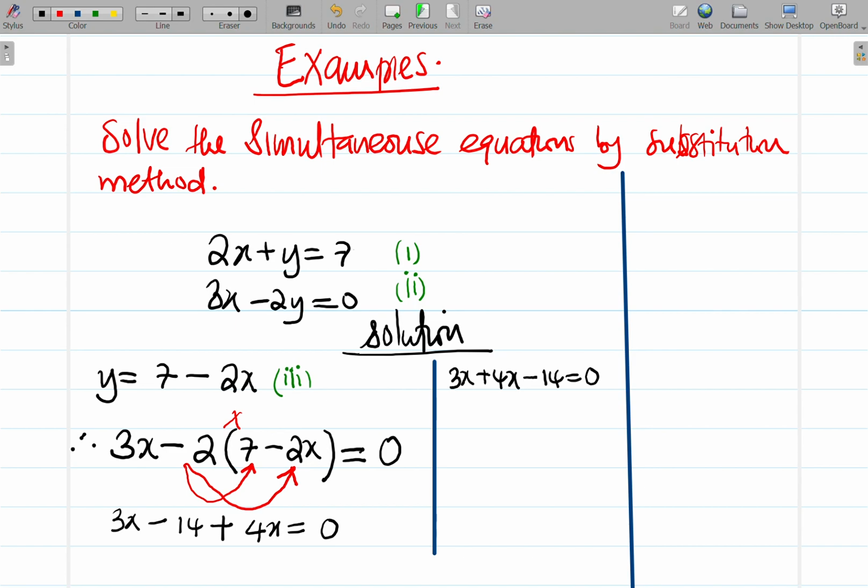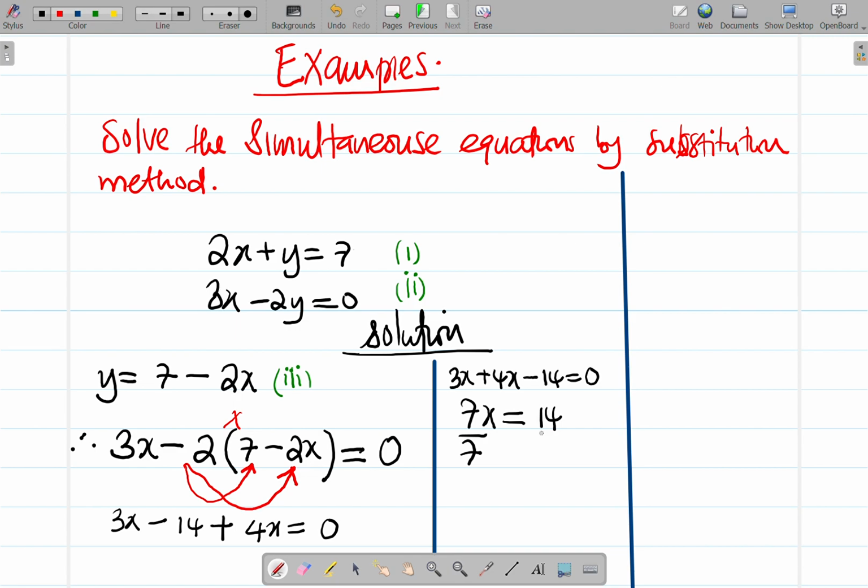So we've collected the like terms. Now this is 7x is equal to, now this is negative 14. When it crosses the equal sign, this negative 14 will cross this equal sign there to change to 14. So now I'm going to have 14 there. So divide by 7. What I'm going to remain with is x is equal to 2. That is my value for x.